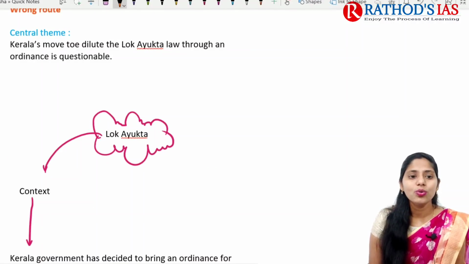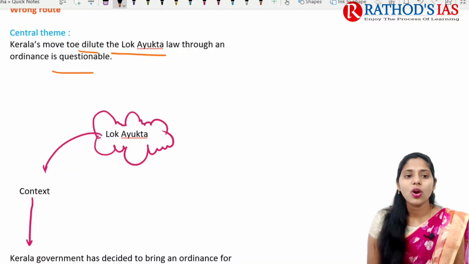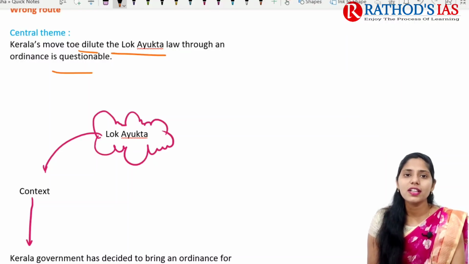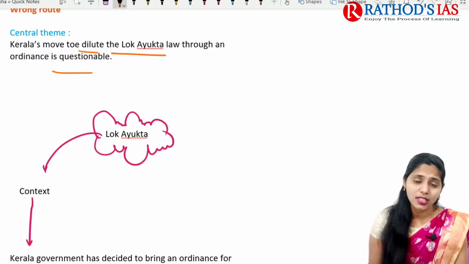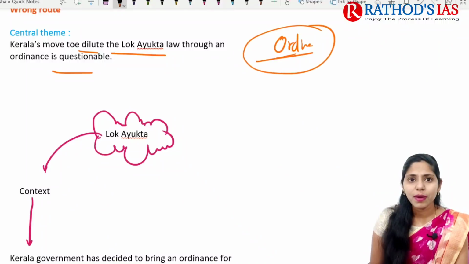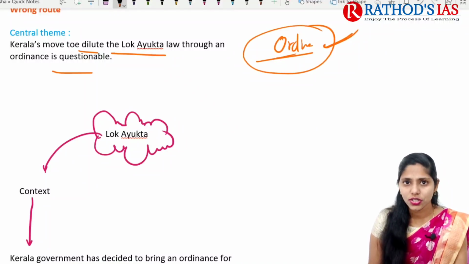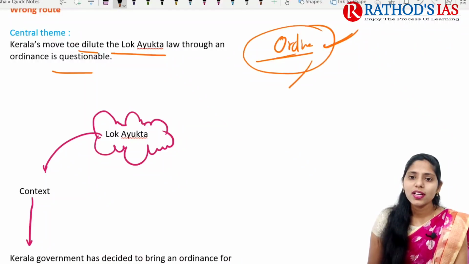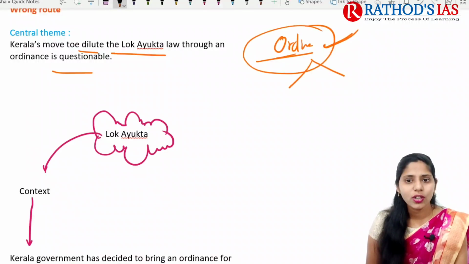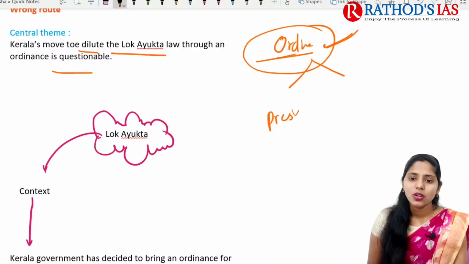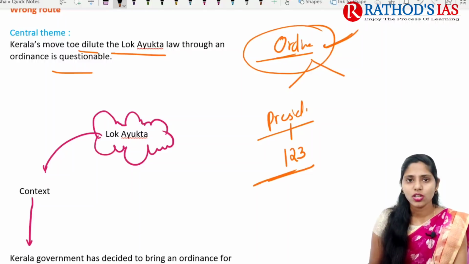Kerala's move to dilute the Lokayukta law through an ordinance is questionable. Mainly, the Kerala government wants to come up with an ordinance. What is the meaning of ordinance? An ordinance is a law-making power used whenever the houses are not in session. At the central level, this power is with the President, under Article 123 of the Indian Constitution.